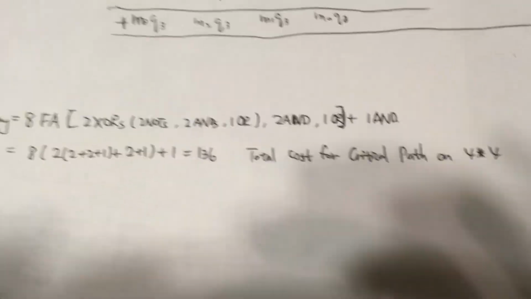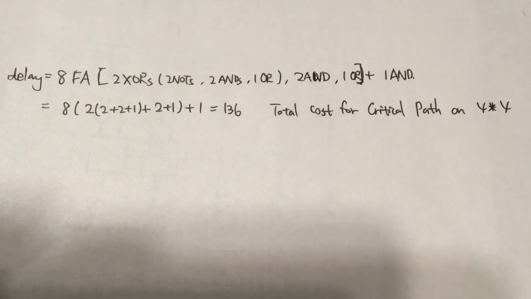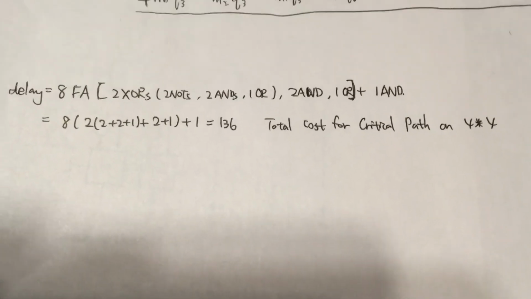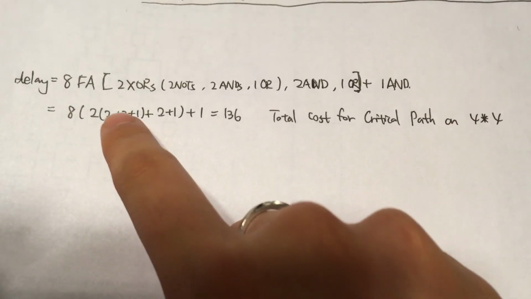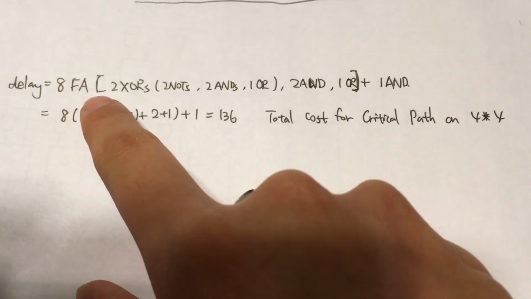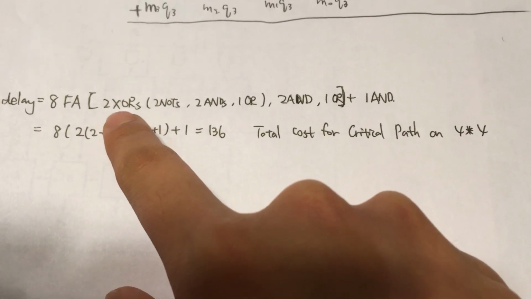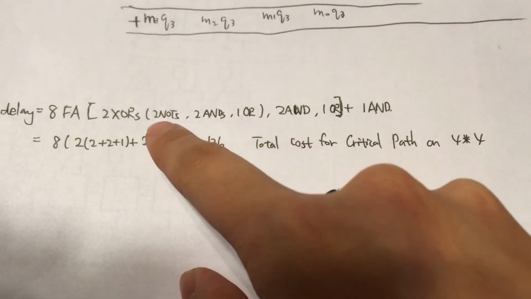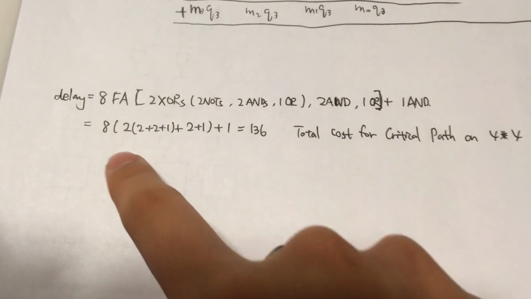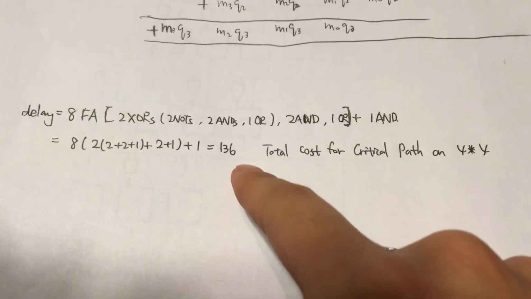And when I calculate the critical path delay for this 5 times 5, oh no, 4 times 4, I use 8 full adders, and each has 2 XORs which contain this number of gates, and I add them together and I got 136.